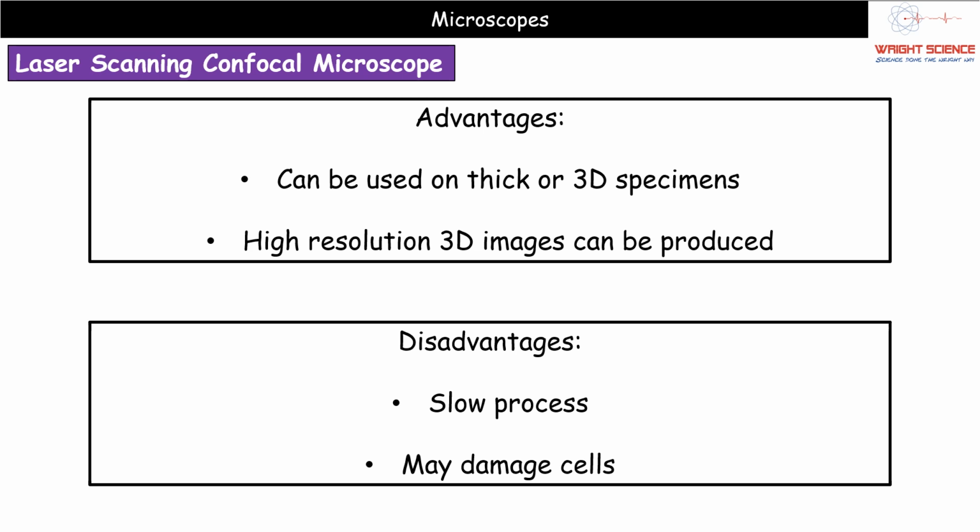In terms of the advantages of our laser scanning, we can use it on thick specimens, so we don't have to have thin slices, and we can use it on three-dimensional specimens. We also can produce these high-resolution three-dimensional images. Remember what we said about resolution? That's all to do with giving us this real clear image so that we can see a lot more detail. So because we've got high resolution, that means we can see a lot of detail in 3 dimensions of what we were looking at.